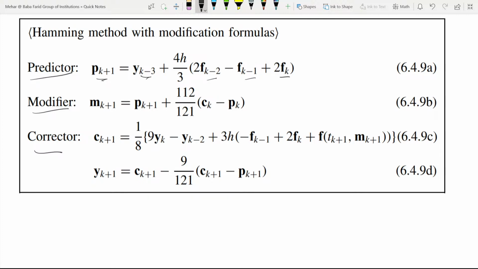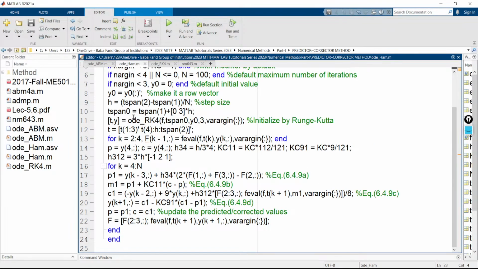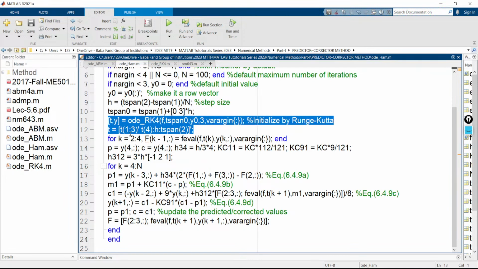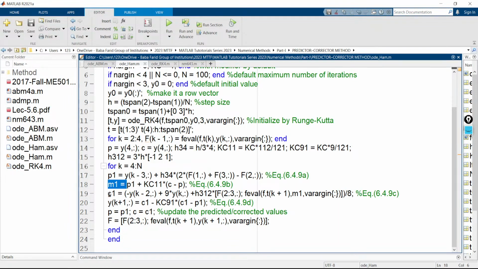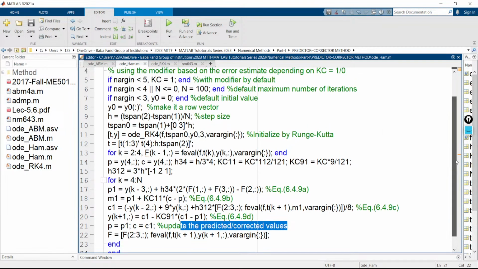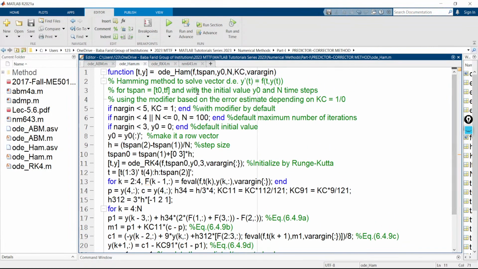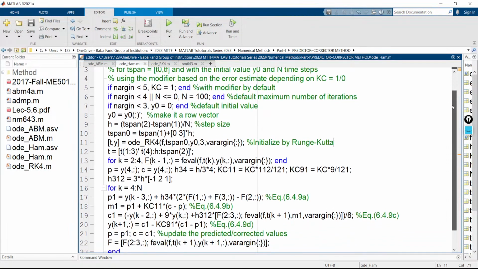So corresponding to this, you have to write the code. The procedure will be the same. First, you need to find the first 4 values by using Runge-Kutta fourth order. So up to this place, it is the same process. Then this is P1, this is M1, this is C1, and this is the final value, and then you need to update. Okay, predictor-corrector. So the code is quite simple, and I have made a full note, so note carefully all the statements so that this will be very helpful.